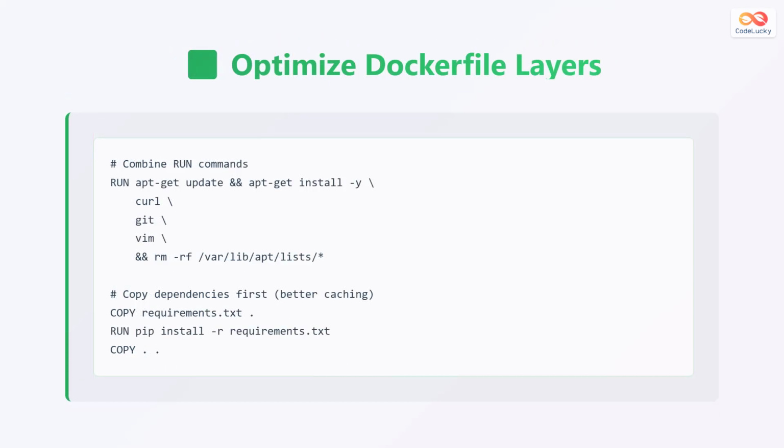Optimizing Dockerfile layers can significantly improve build times and image size. Combine multiple RUN commands into a single one. This reduces the number of layers created. Also, copy dependency files first. Copy the requirements file and install the packages before copying the rest of the application code. This leverages Docker's caching mechanism, making subsequent builds faster.